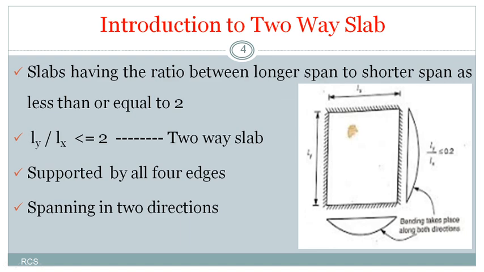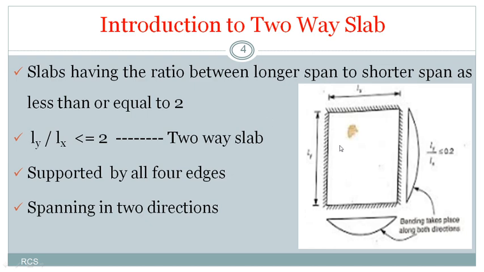And further, these two-way slabs are supported over 4 edges. So if you take this as a slab, it's a two-way slab, and these hatching lines are showing you the supports. So all 4 sides of the slab have supports. Then also we can call it a two-way slab. And it is spanning in 2 directions, meaning this slab will span in the x direction and in the y direction. That's why it is spanning in 2 directions.